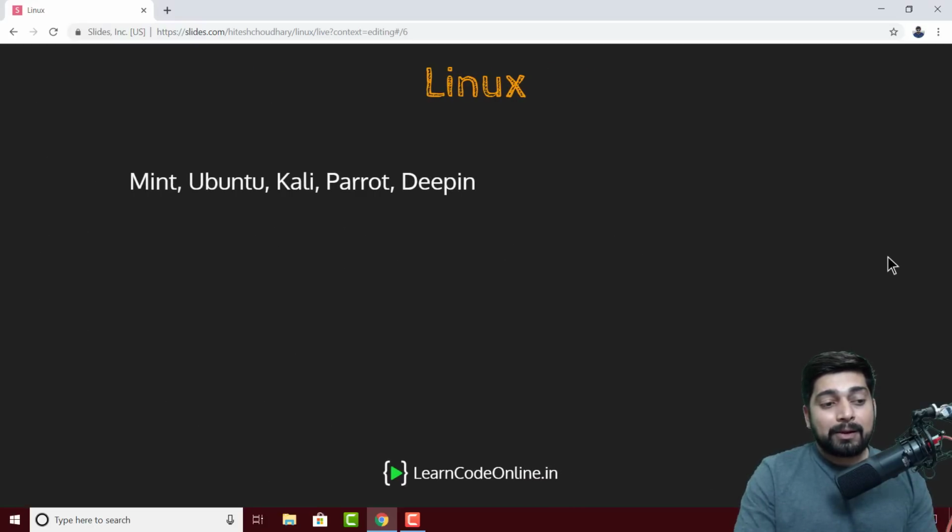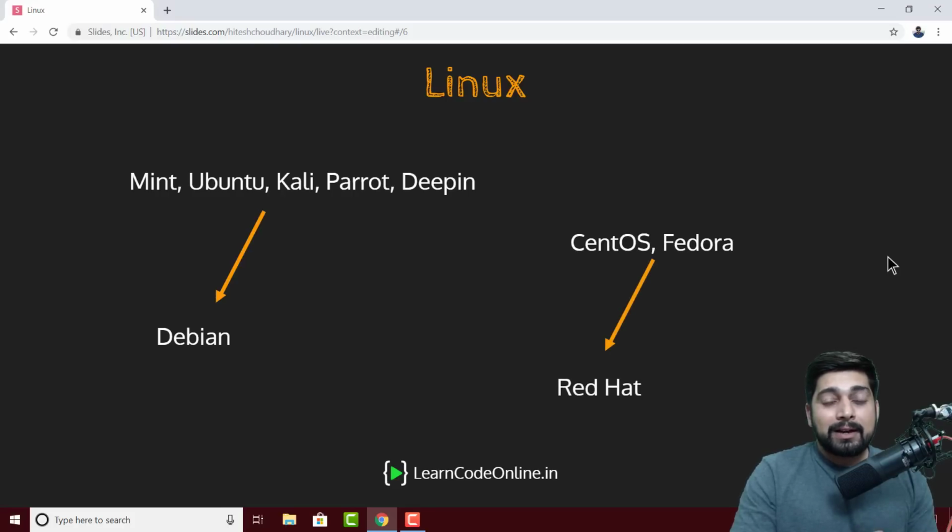Just to give you a quick example on top of that, whenever you say that you're using Linux Mint, Ubuntu, Kali, Parrot, Deepin, or Elementary OS, these are all governed by one group of people known as Debian. So ultimately, you're using the Debian operating system. It's just a flavor, and their packaging and their look and feel is a little bit different. But inside, at the heart, what's running is Debian. On the other hand, if you're using something known as CentOS or Fedora, then high chances are that you're using the Red Hat group of distributions.